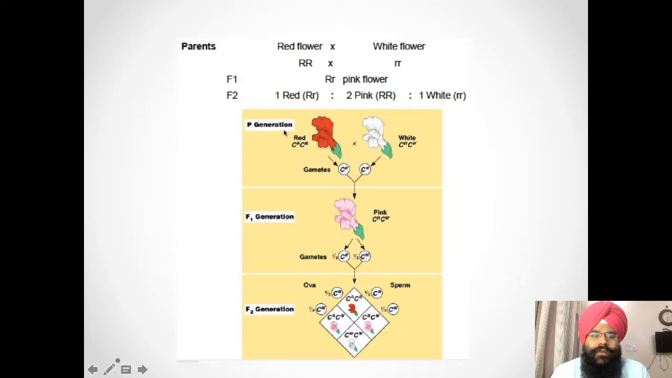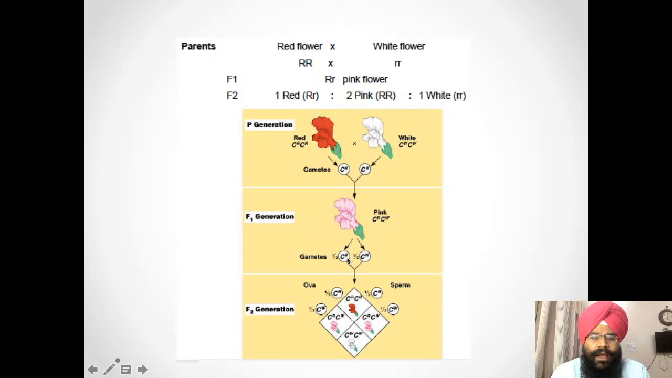So in the generation, you have, first of all, the law of segregation. You have CR and CW, red and white. So you have single gametes CR and CW. Then the first one is CR-CW.